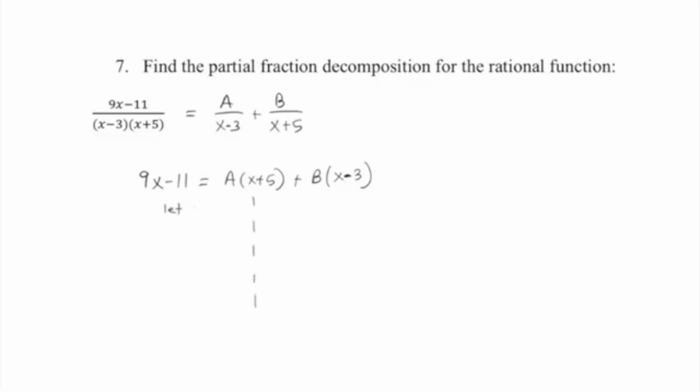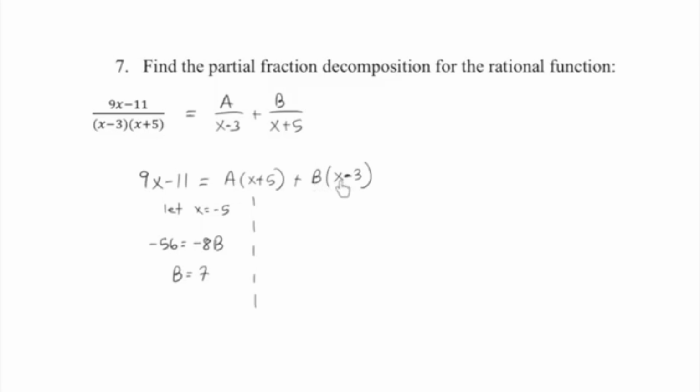For the first one, I'm going to let x equal negative 5. So here this makes negative 45 minus 11, that's negative 56. Here a is eliminated because this makes 0. Negative 5 minus 3 is negative 8 times b is negative 8b, so then b is equal to 7.